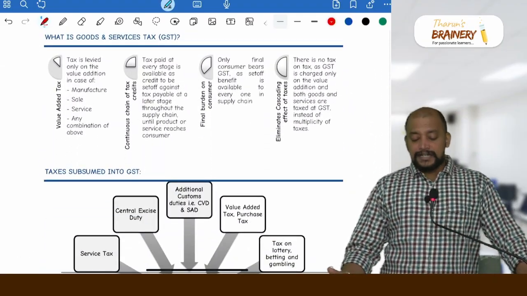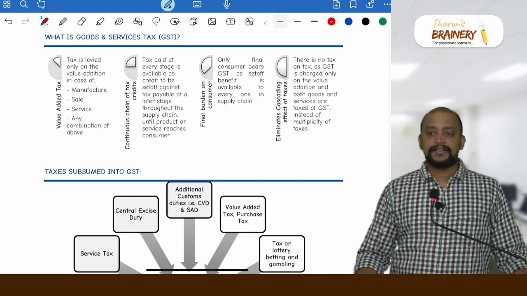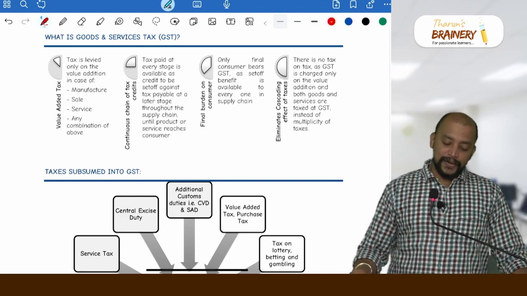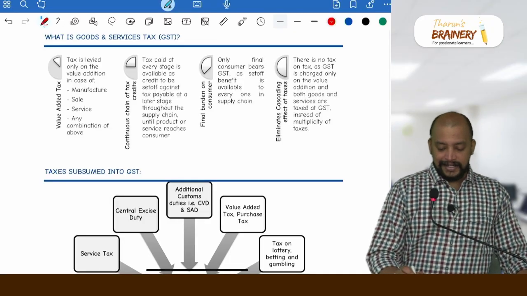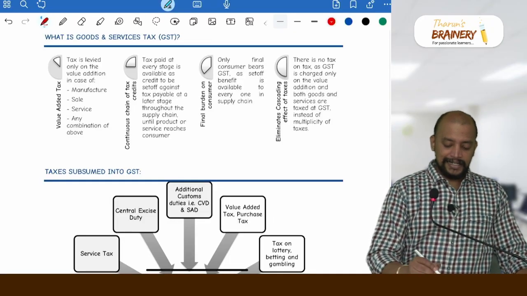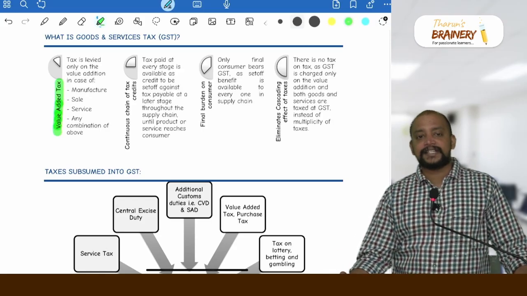Then, what is goods and services tax? Basically, goods and services tax is a value added tax. Why is goods and services tax called a value added tax? What is the reason behind calling this a value added tax?